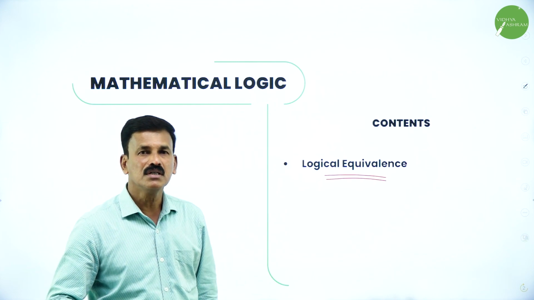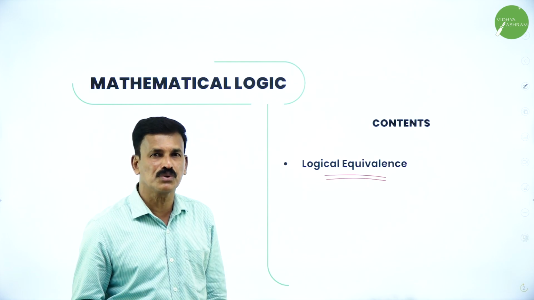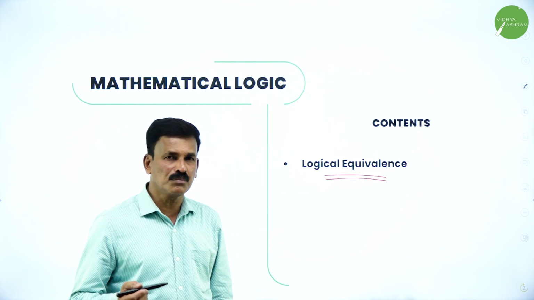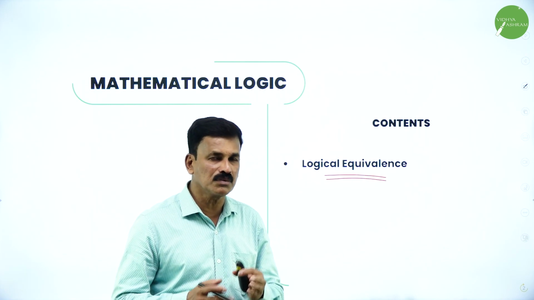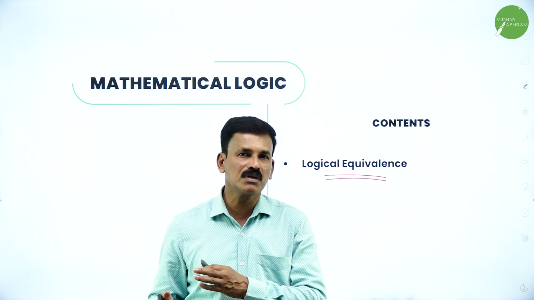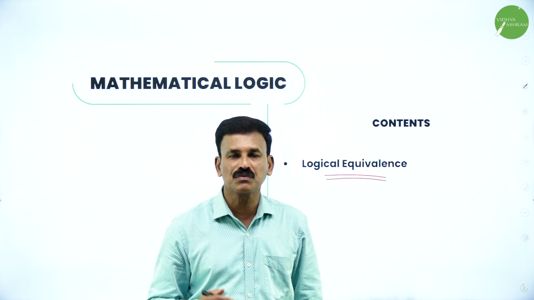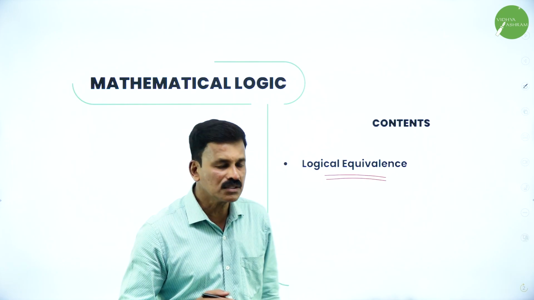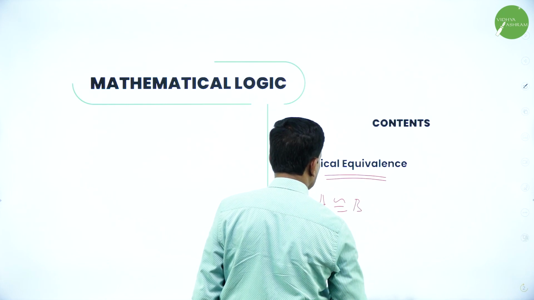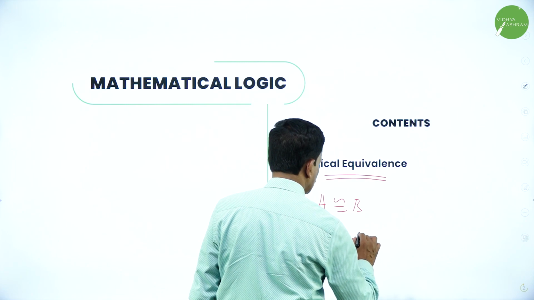Now we have to verify whether the given compound propositions are logically equivalent. To verify whether any two compound propositions are logically equivalent, just find out the truth values for the first equation and similarly for the second equation. If the two compound propositions have the same truth values, then we call them logically equivalent. So A is logically equivalent to B.